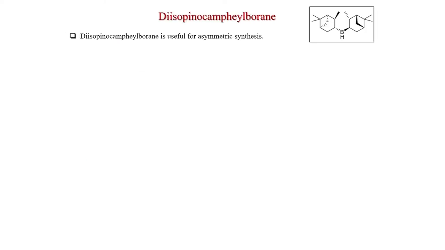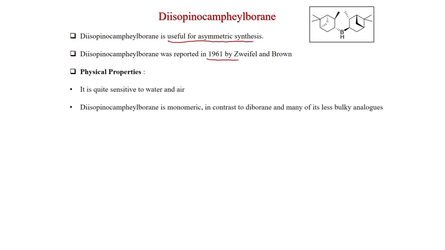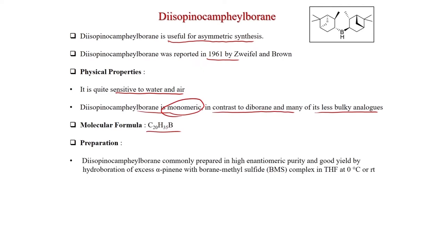Now, we will discuss diisopinocampheyl borane. Diisopinocampheyl borane is also useful for asymmetric synthesis. It was reported in 1961 by Zweifel and Brown. Physical properties: it is quite sensitive to water and air, so you have to be careful. Diisopinocampheyl borane is monomeric, in contrast to diborane and many of its less bulky analogs. So, this is monomeric, this is very important. And its formula is C20H35B.